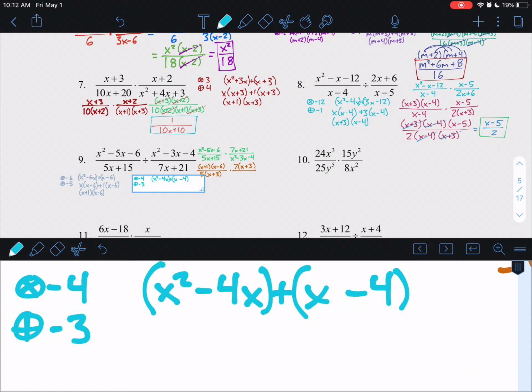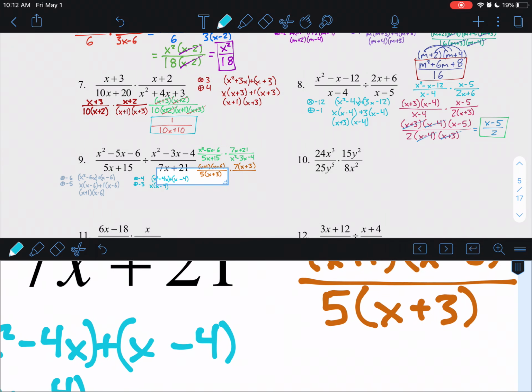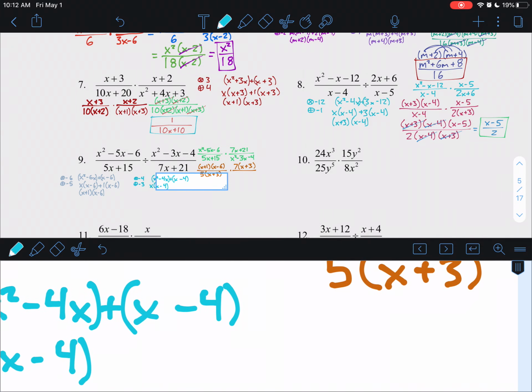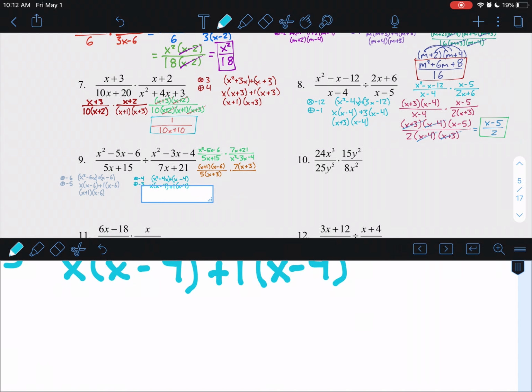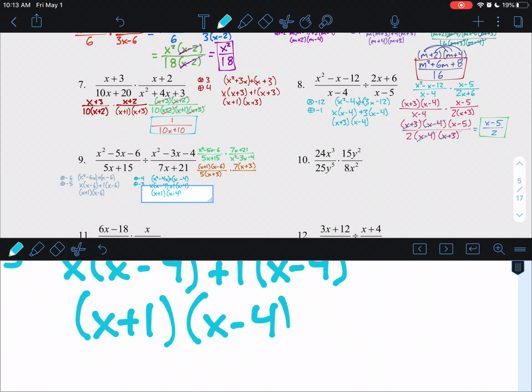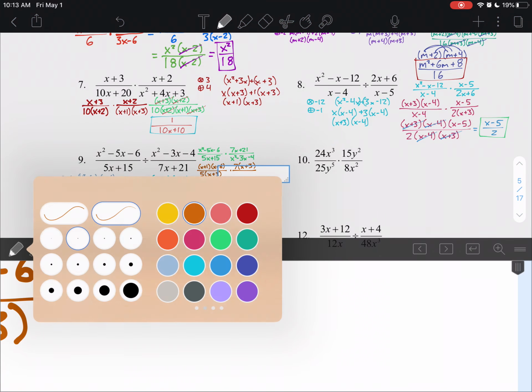Okay, so then I have x squared minus 4x. The GCF between x squared and 4x is x, and I'm left with x minus 4. And then I have this x minus 4. There is no GCF there, so I have to pull out something anyways. That something is 1. I'm left with x minus 4, which means my two factors here are x plus 1 and x minus 4. So we'll put those over here.